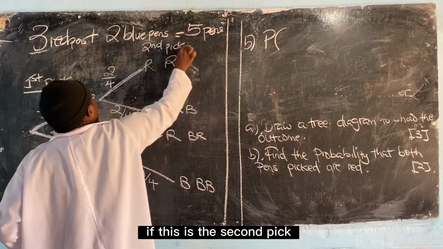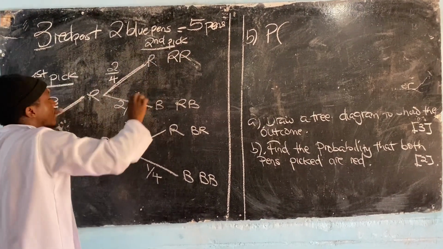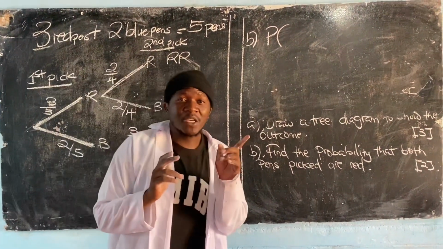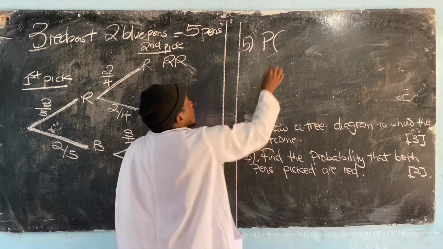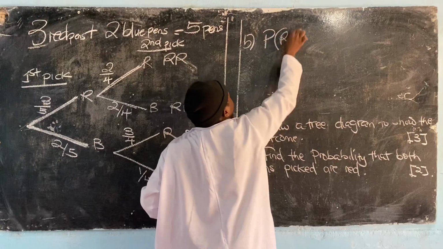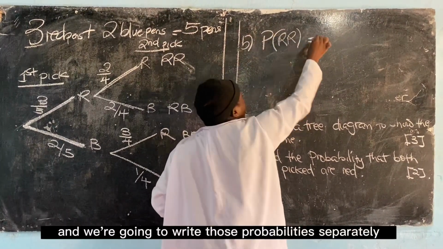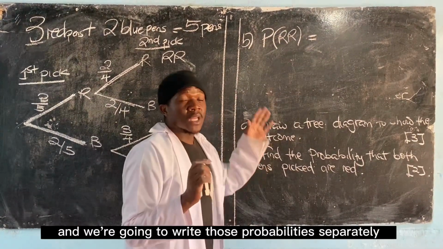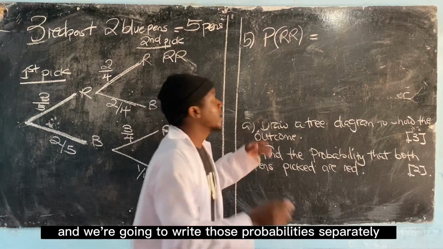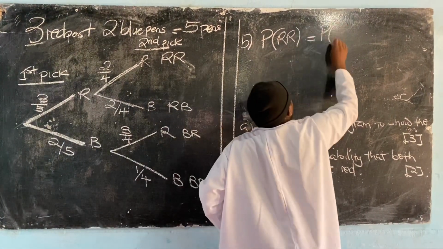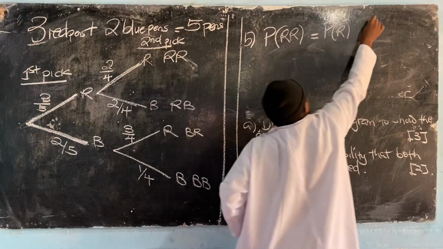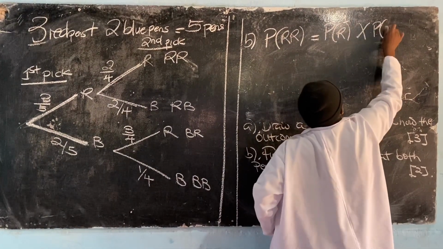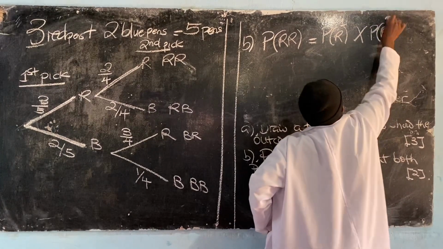We're going to find that if this is the second pick, this is the first pick, then the first pick should be red, and the second pick should also be red. So we're going to put the first red and the second red. And we're going to write those probabilities separately. Well, we're going to say probability of the first pick, red. Remember, this is the first red multiplied by probability of the second red.